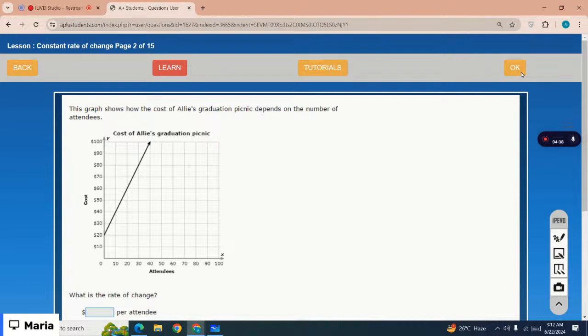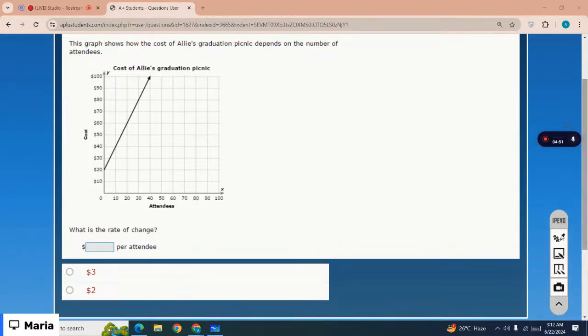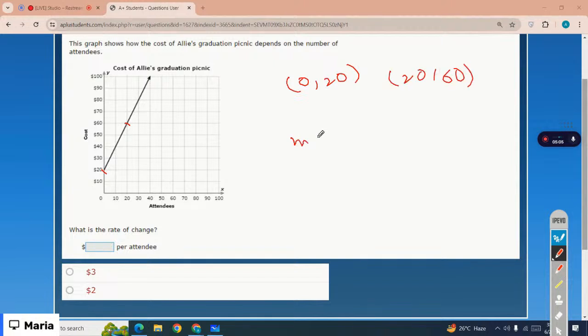This graph shows how the cost of Ali's graduation picnic depends on the number of attendees. What is the rate of change? You have to calculate the rate of change. So let's just select any 2 points on the line. Here is the first one, and here is the second. For the first one, x is 0, y is 20. And for the second one, x is 20 and y is 60. So that would be y2 minus y1, 60 minus 20 is 40, and 20 minus 0 is 20. So the slope is 2. Got it? The correct option is 2.